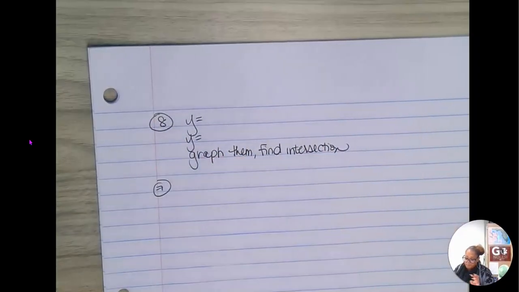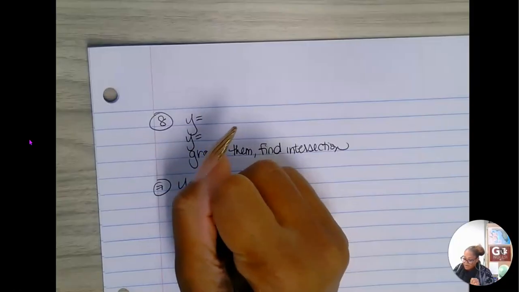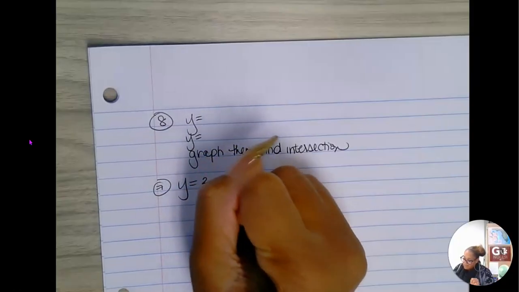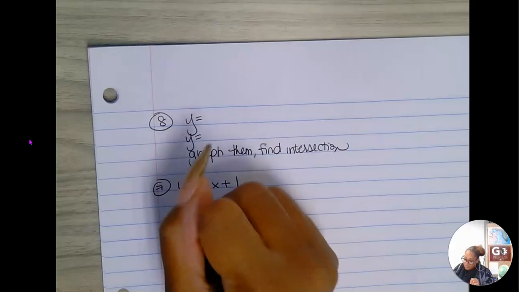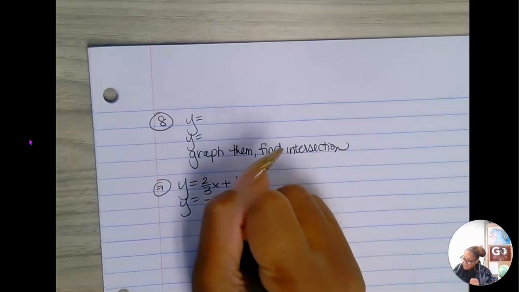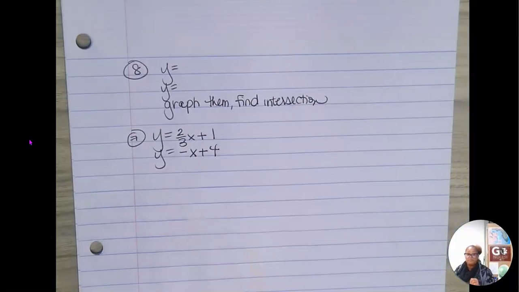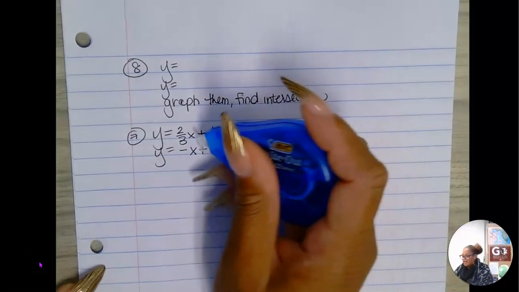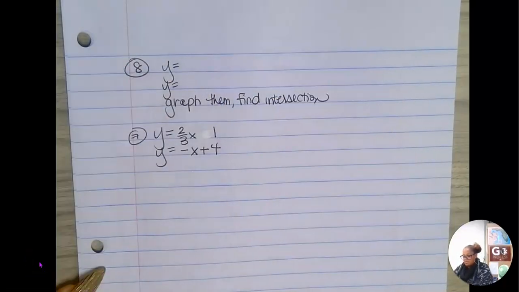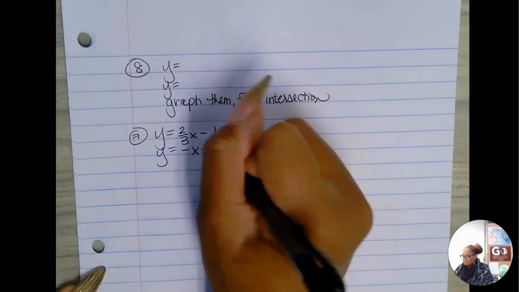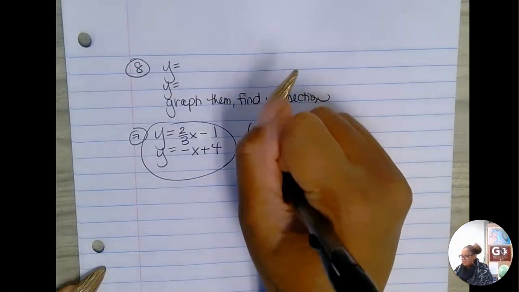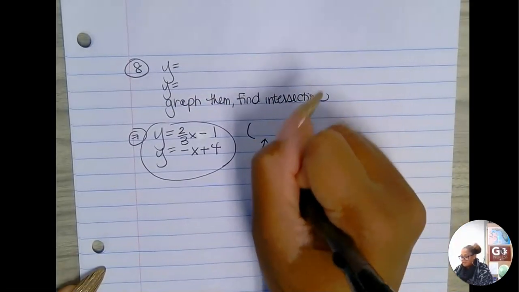Back to 7. Oh, 7's easy. Y equals 2/3 x plus 1. Y equals negative x plus 4. What do? Desmos. Graph them, see where they do what? This should say -1. Oops. There's your system. Find where they intersect, an X and a Y.